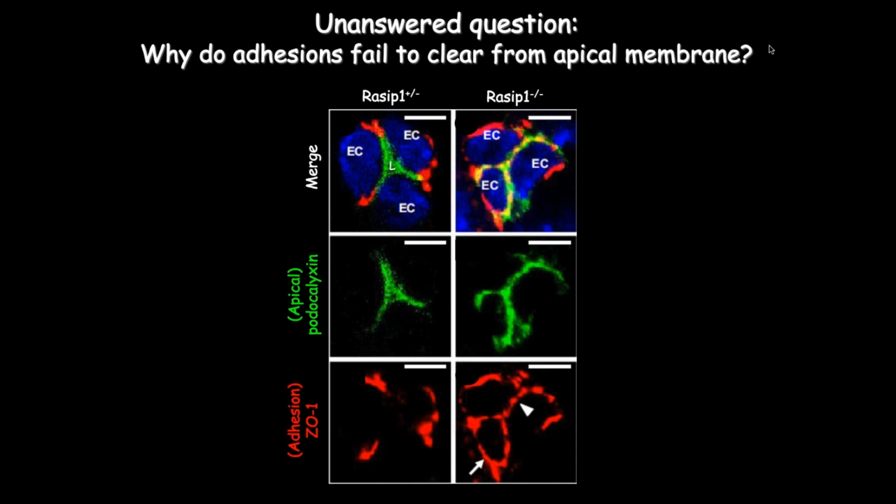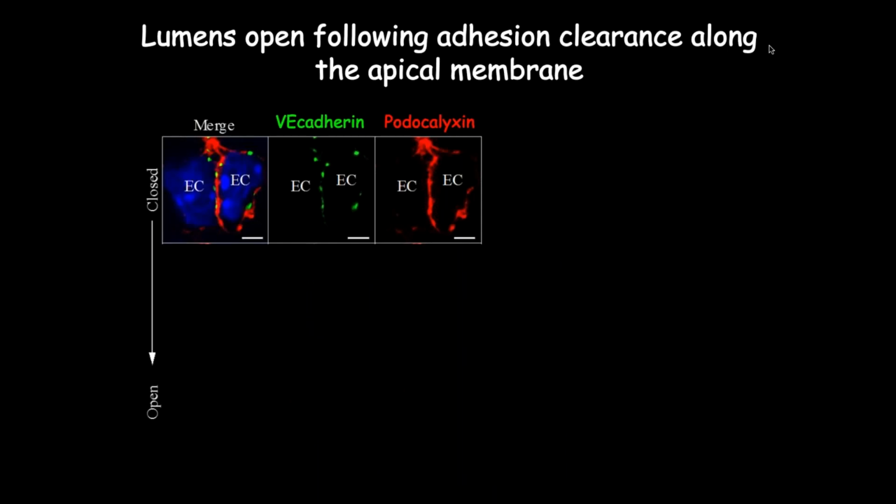However, in the RAS-IP1 nulls, you can see now that the apical membrane seems about in the right place. However, the junctional membrane is overlapping with the apical membrane. And so you can see red on top of green. You can also see red basally. It's all in the wrong place. And so we became really interested in what is the process of getting those red junctions off of the apical membrane. And so I'm going to show you this process in a little bit more detail.